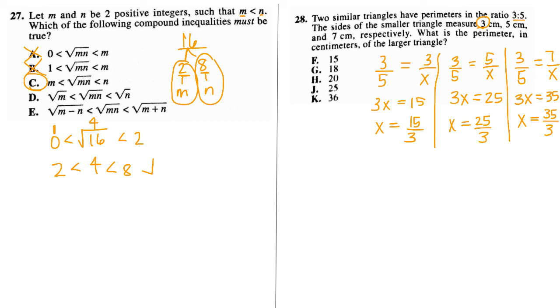And so there's my side lengths, and I can just add these all up. And I left them over 3, so they all have a common denominator. So we would say 15 over 3 plus 25 over 3 plus 35 over 3. And so let's see, what is that going to give us? 15 and 25, that's 40 and 35, 75 over 3, which is going to give us 25. So answer choice J.